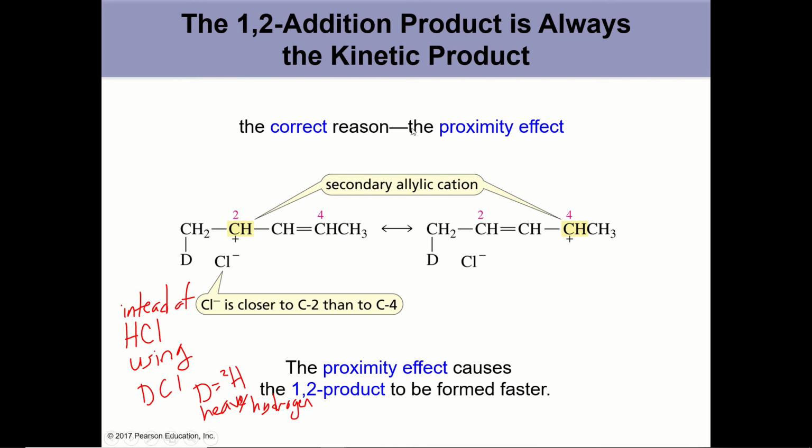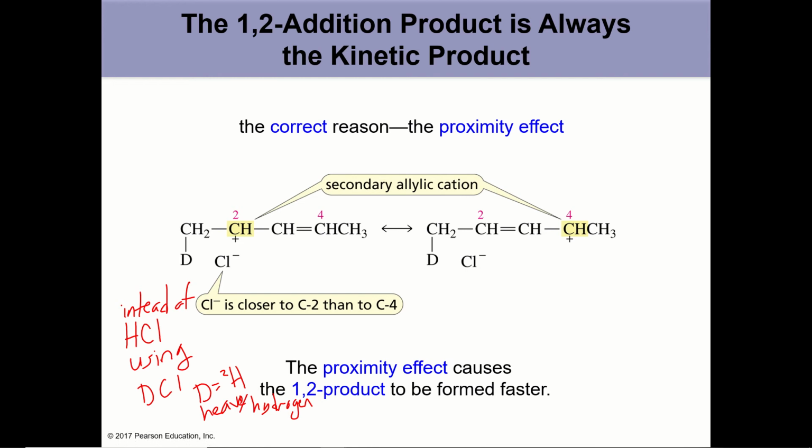So the proximity effect is why the 1,2 product is always the kinetic product, and we can prove this because in this reaction, our carbons 1 through 4 for our conjugated diene are not from 1,3-butadiene, they are from 1,3-pentadiene. So both of the carbons that contain the positive charge are secondary, and so they are both secondary allylic cations.